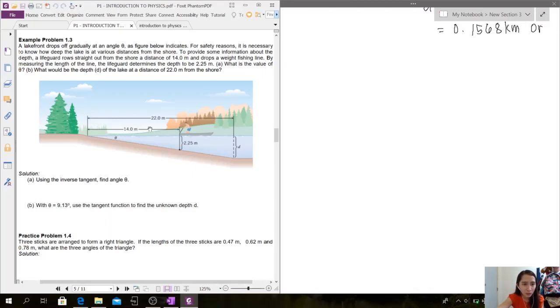So, we have a right triangle here. With this theta, this is the opposite side equal to 2.25 meters, and the adjacent side is equal to 14 meters.